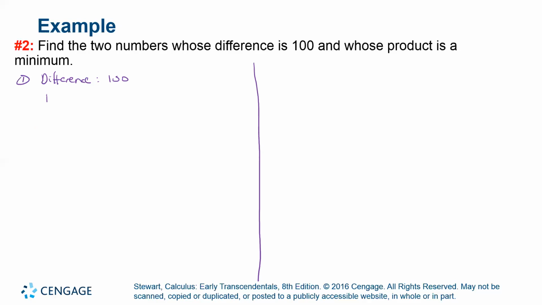So the difference in this case is 100 between two numbers. And then we also know the product, which is the product of two things which you don't know. So the product of two numbers is what we will be finding. Then step 2 is the diagram. There's no diagram needed in this case.